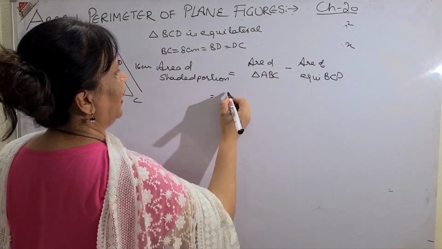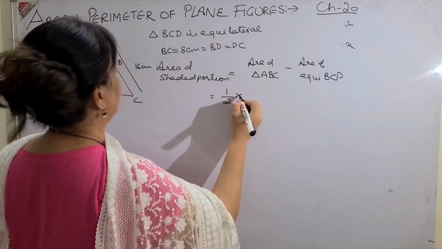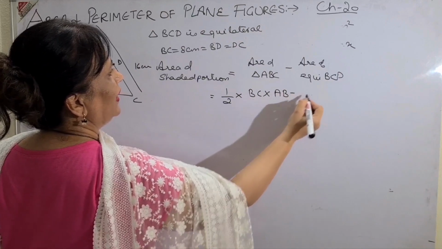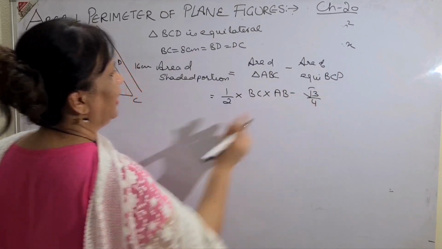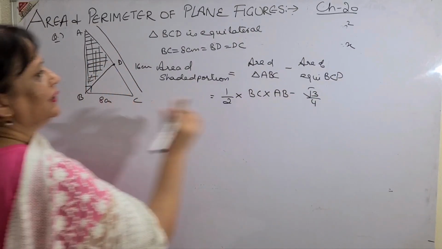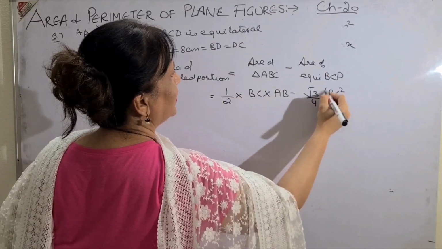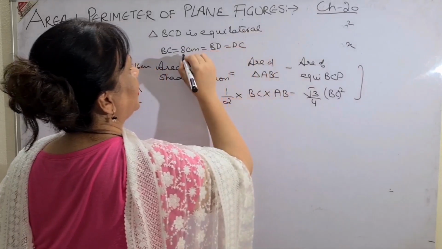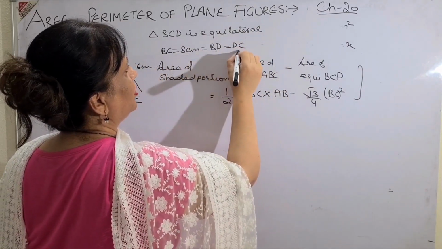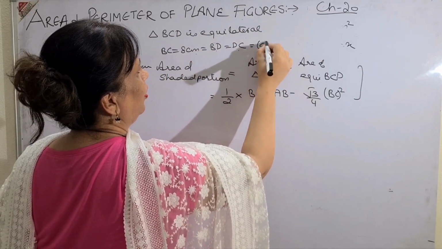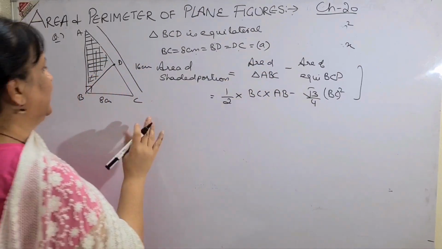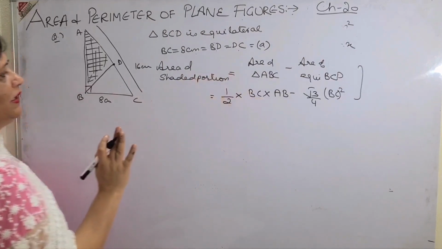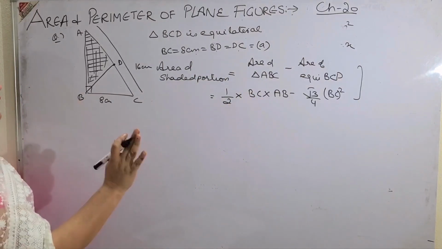So area of triangle ABC is half into base BC into height AB, minus root 3 by 4 A square. A square means BC square, because BC is equal to 8, equal to BD, equal to DC. You can term it A also if you want to. Now see children, I don't know AB, and to find the area of triangle ABC, because it is a right angle triangle, I need AB.